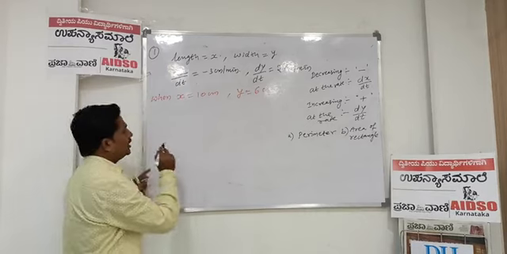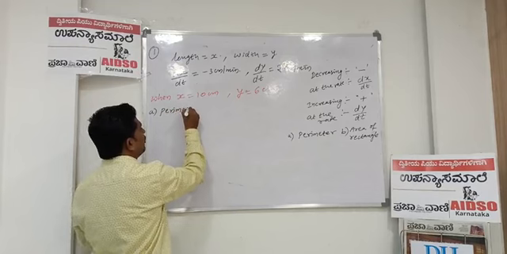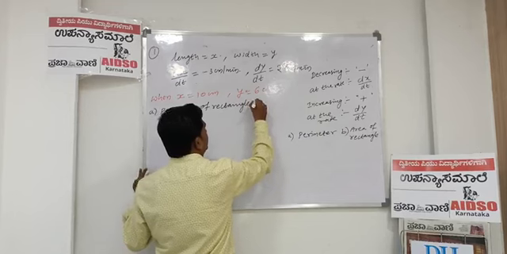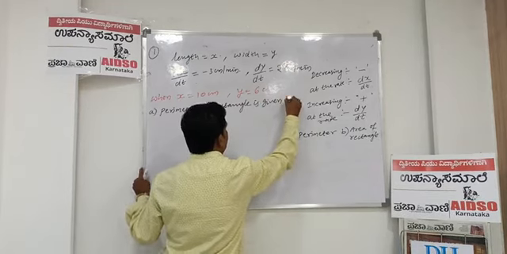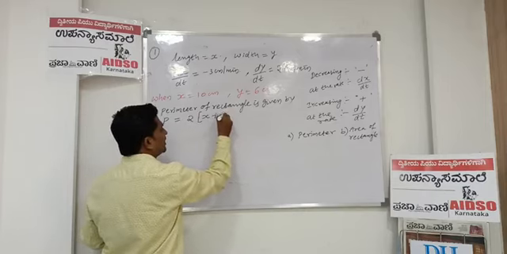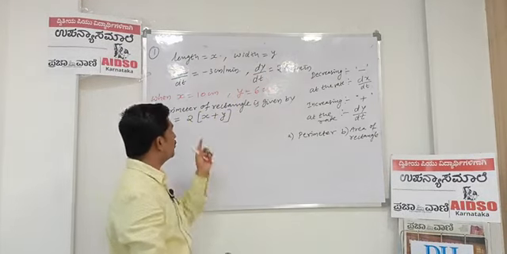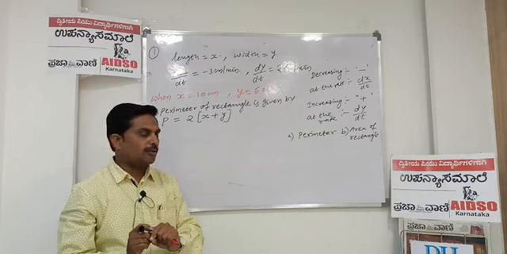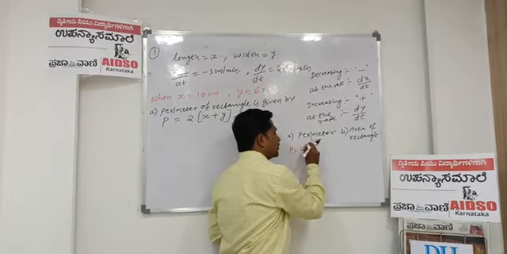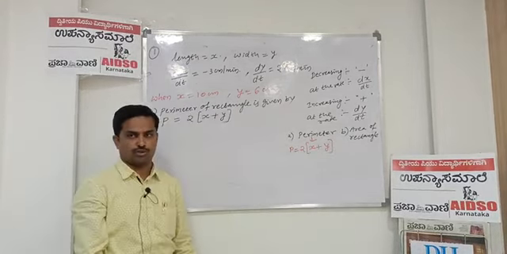In order to solve the first question, the perimeter of a rectangle is given by the formula P is equal to 2 into x plus y. X plus y means the length plus width. This is the formula for the perimeter of a rectangle. I am repeating, to find the perimeter of a rectangle, the formula is 2 into x plus y, that is, the length plus width of the rectangle.